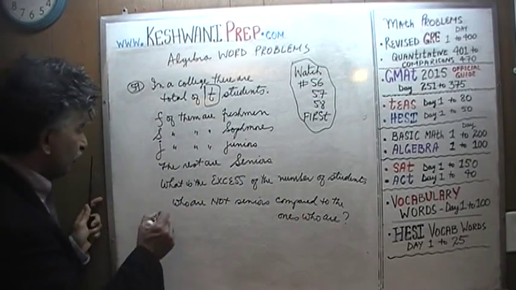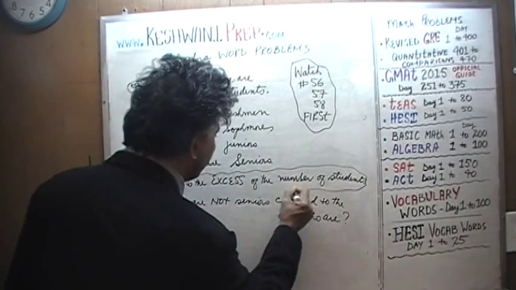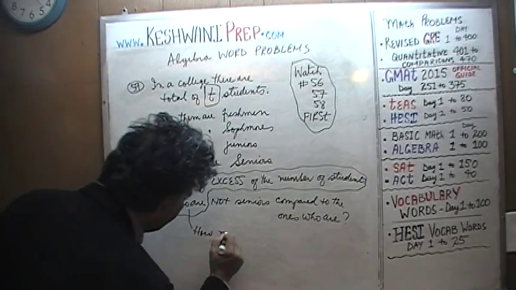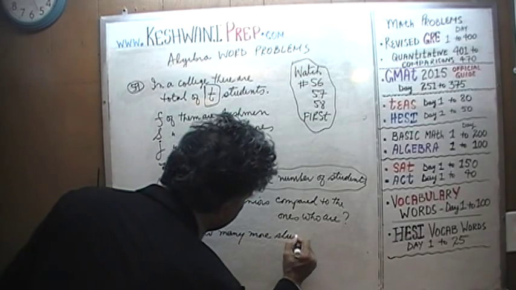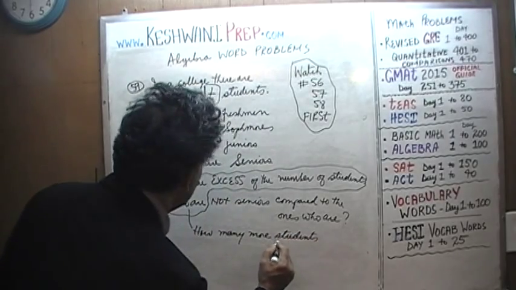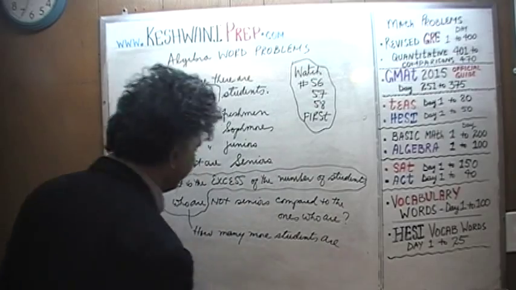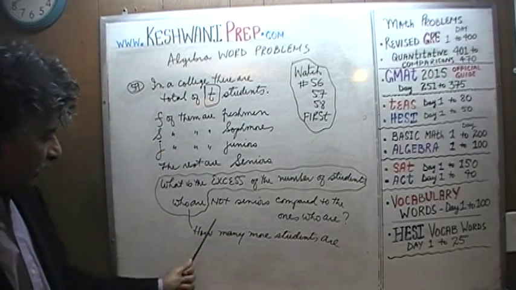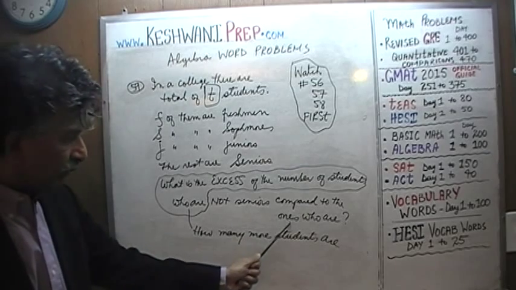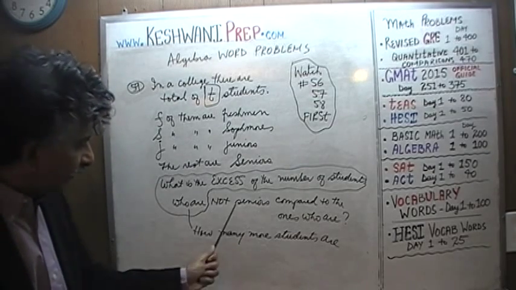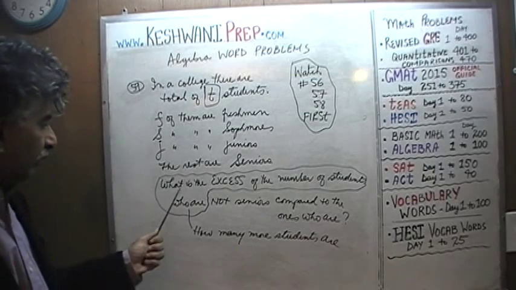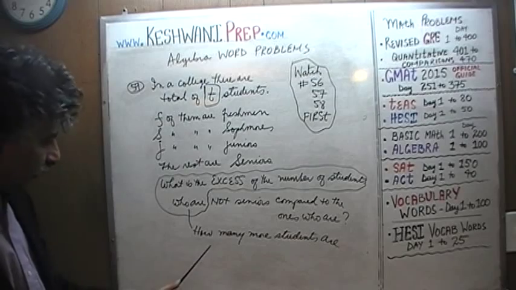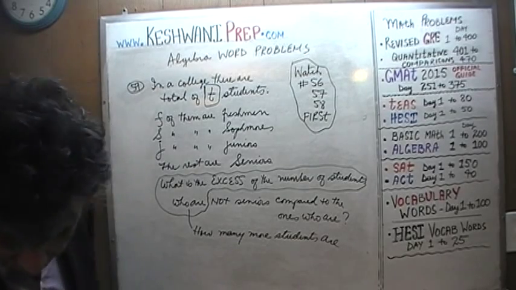What is the excess of the number of students who are not seniors? That's a very formal way of saying, how many more students are not seniors in this college? How many more students are not seniors compared to the ones who are? Another way of saying the same thing would be, what is the excess of the number of students who are not seniors compared to the ones who are? Let's find out, shall we?